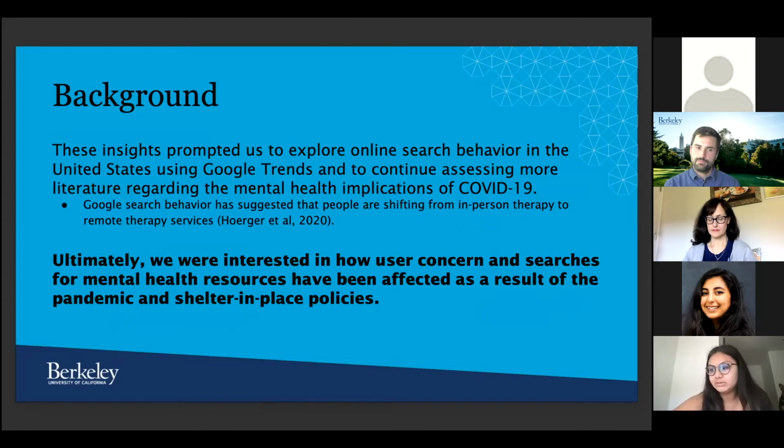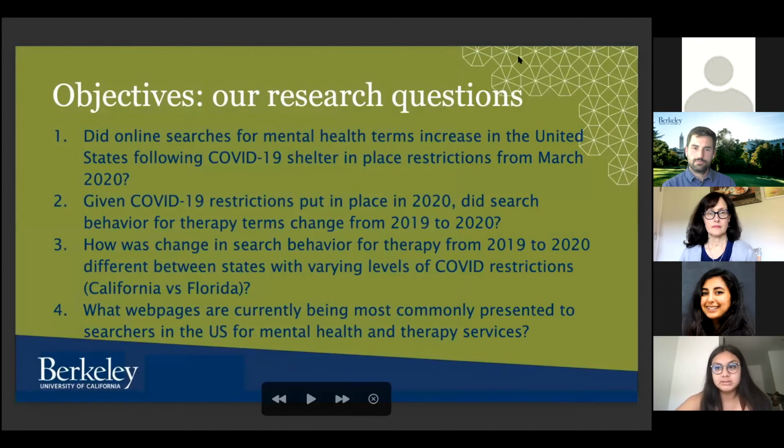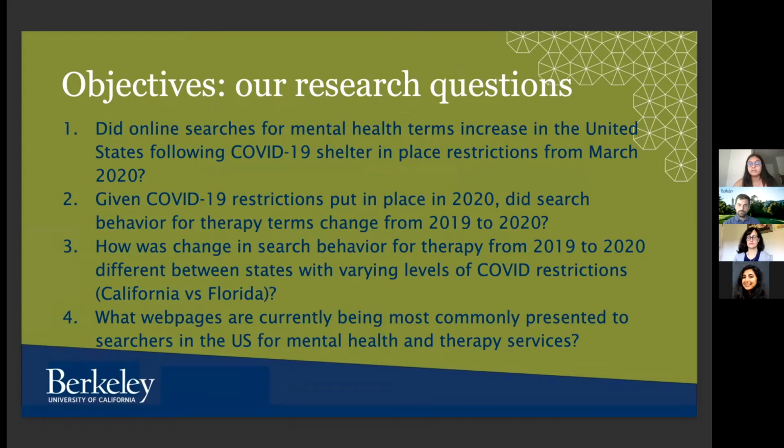So in combination with shelter-in-place ordinances, these findings led us to want to investigate how mental health resources were utilized and the manner in which they were searched for during the pandemic. We had 4 research questions. Our first one being, did online searches for mental health terms increase in the United States following COVID-19 shelter-in-place restrictions from March 2020? Number 2 being, given COVID-19 restrictions put in place in 2020, did search behavior for therapy terms change from 2019 to 2020?